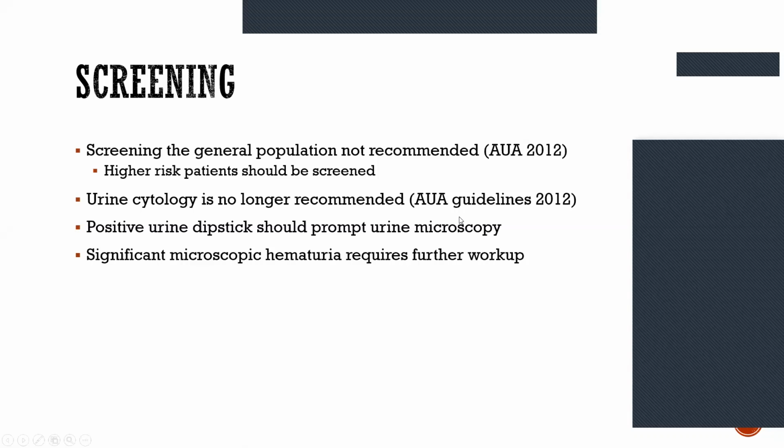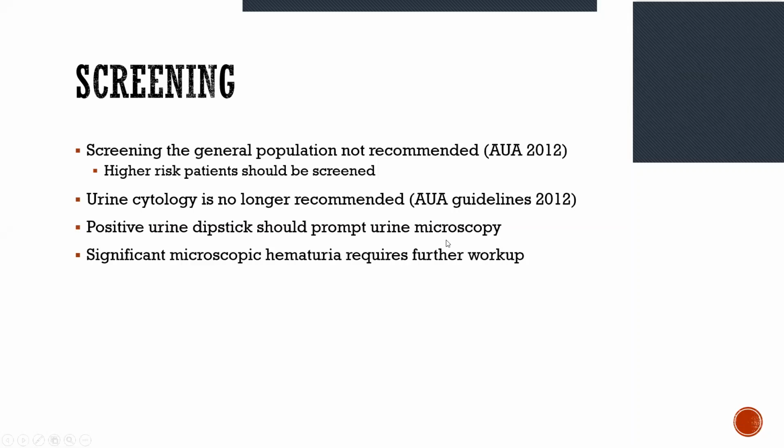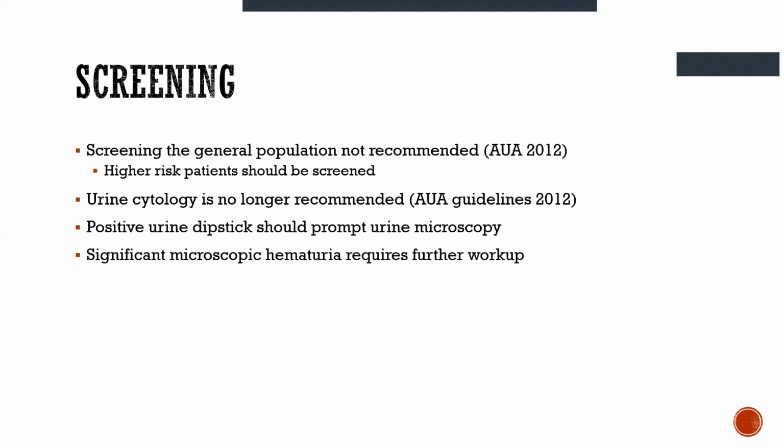One of the big changes now is that urine cytology is not recommended routinely for workup of microscopic hematuria. That would be something that has been sent off a lot, that based on our most recent guideline, we are not recommending that people do. Essentially, you're not going to reliably rule out a malignancy by urine cytology, and these people are probably going to end up needing cystoscopy anyways. A positive urine dipstick should prompt microscopy. We've talked about that before, and significant microscopic hematuria does require further workup. We go to the next slide.